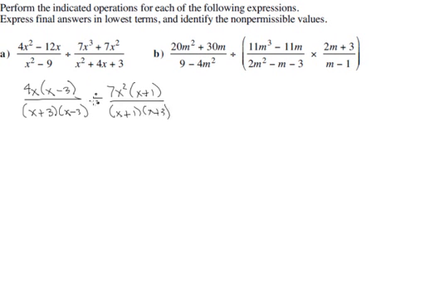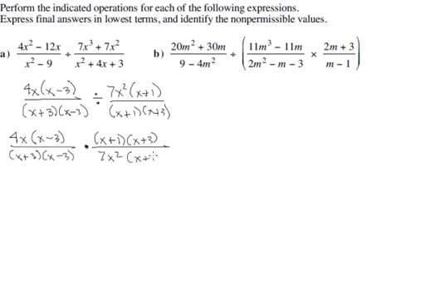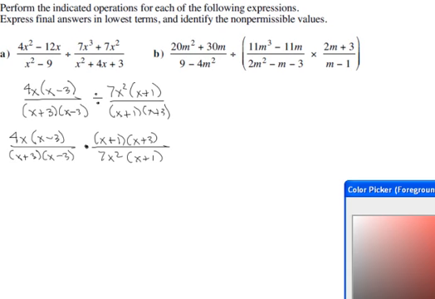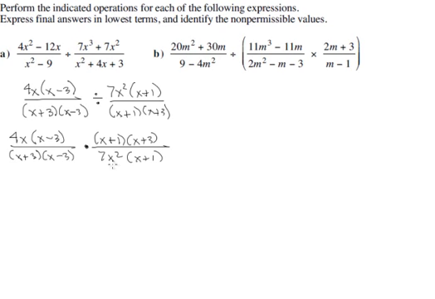So now, when I change this operation to a multiplication, we'll have 4x, x minus 3. Underneath we'll have x plus 3, x minus 3. Times, and now this second fraction flips upside down. Up top we have x plus 1, x plus 3. Underneath we have 7x squared, x plus 1. Now, express final answers in lowest terms. That means simplify it, pretty it up as much as possible.